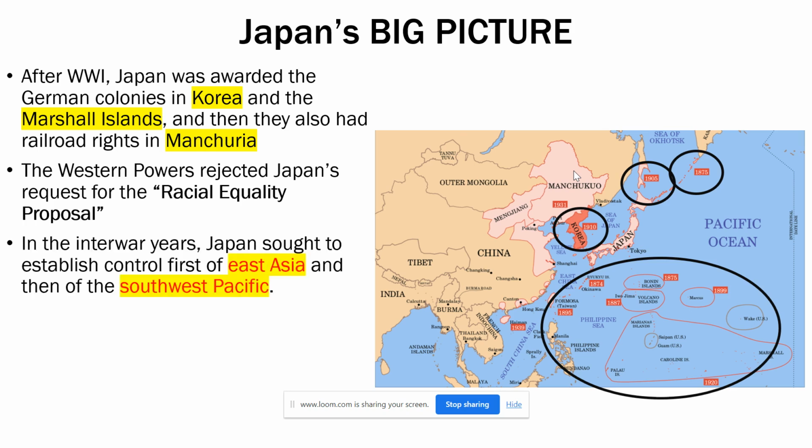Now, in the interwar years, Japan starts to make their moves throughout East Asia. They want to first control East Asia and then move south, as you can see in this map here in the South Pacific. It's going to be the same idea of spreading out, but because Japan is obviously an island, it has to look a little bit different than Germany.